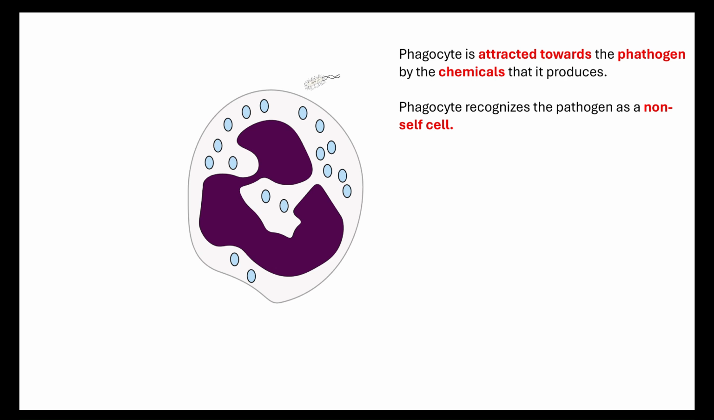Now what this cell is going to do is the cell is now going to recognize that this pathogen is a non-self cell. So this is a non-specific immune response because it doesn't know which of the pathogens it's encountering. All it knows is that it is not a self cell. So we need to be able to regulate that our phagocytes don't just destroy our cells inside our body, that they are only destroying things that are not meant to be present. So this recognition that this pathogen is non-self is important, so it will know to engulf and digest the debris.